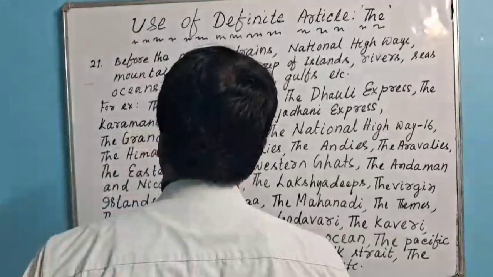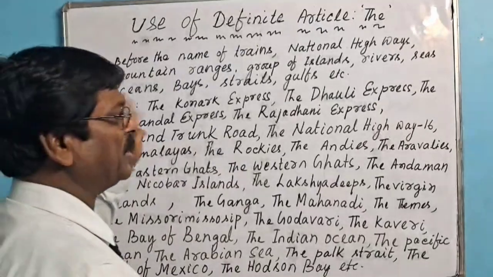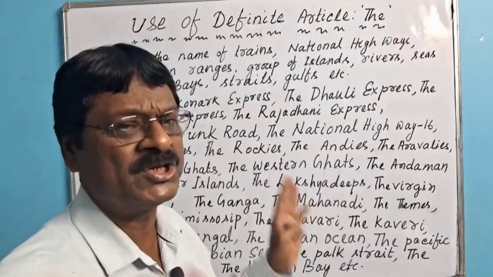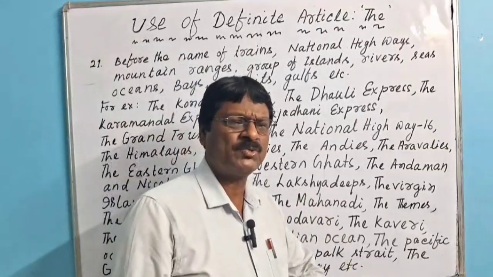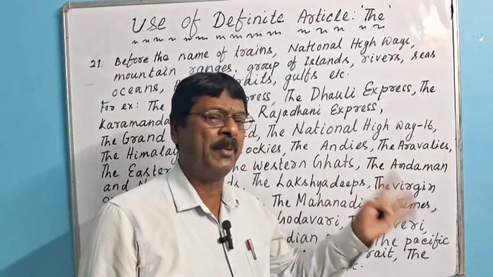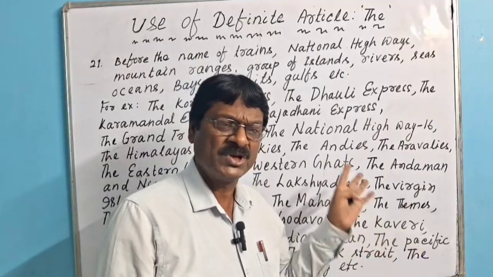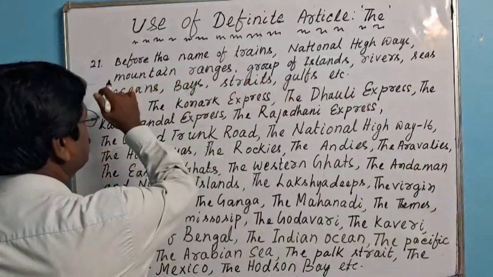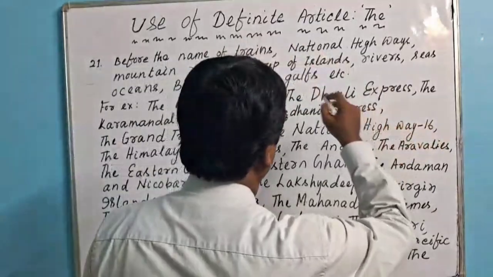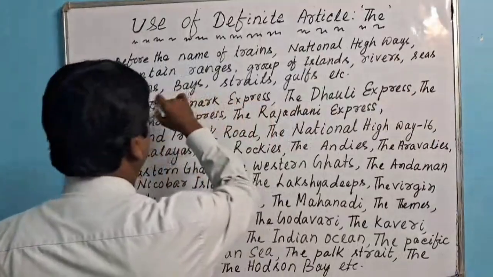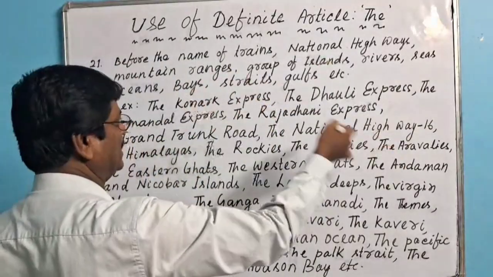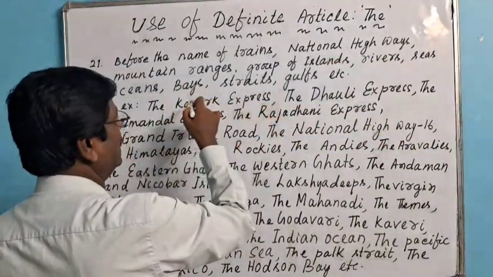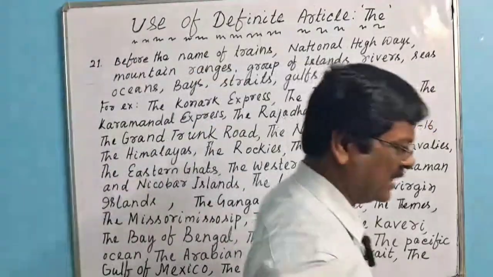Dear guys, now we shall discuss point number 21, where the definite article the or the is used. In the previous class, we have covered 20 points. Today we shall start from 21. You look at the board. The is used before the name of trains, the national highways, mountain ranges or group of mountains, the group of islands, rivers, seas, oceans, bays, straits, gulfs, etc.